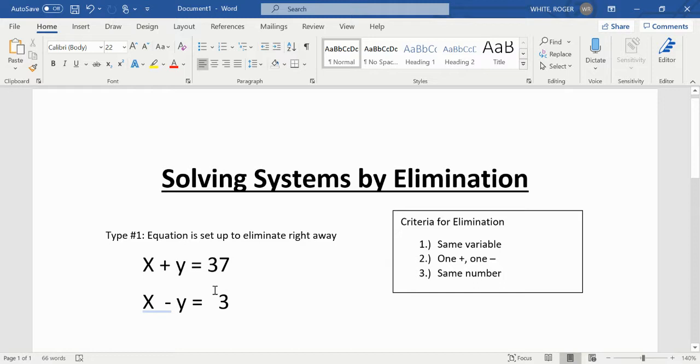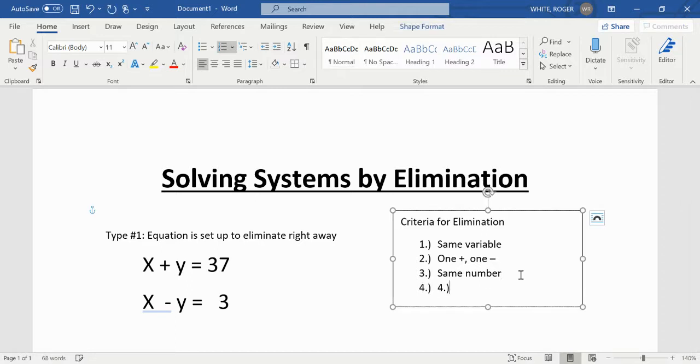To eliminate variables, what we're looking for is to make sure we have the same variable. If we're going to eliminate x, we need to make sure we have x's that we're dealing with, okay, or y, or whatever variable that the problem presents. We need to make sure that one number is positive and one number is negative. By doing so, that's going to allow us to cancel them out and get a 0. But in order to get a 0, they need to be the same number. So for example, here, if I had -4 and 4, that would cancel out and give us 0. And that is what we're trying to do with elimination, is to cancel things out or 0 them out.